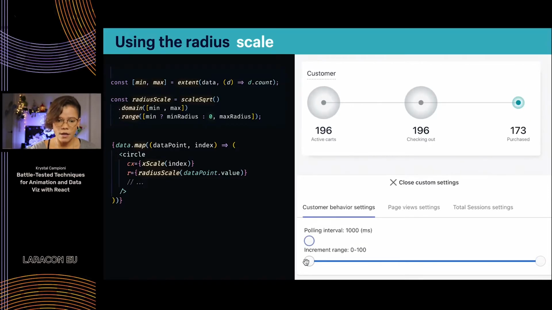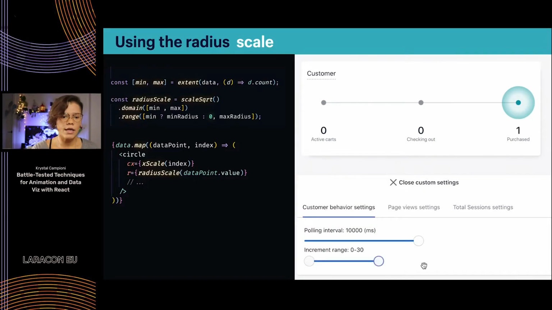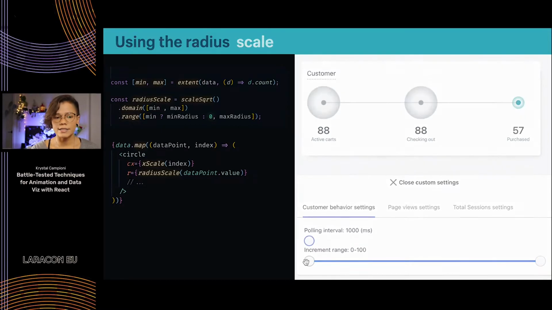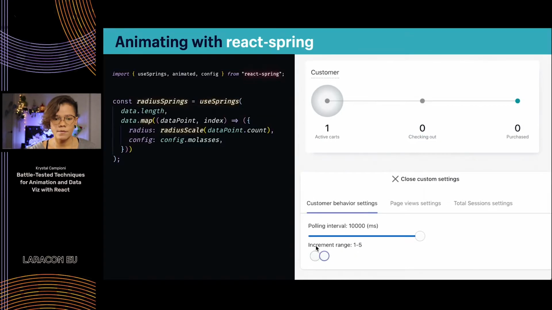This is nice, but we are not animating the changes in the radius size yet, so it looks kind of not smooth. Let's fix that by plugging in React Spring. The first thing that we do is import useSprings, animated, and config from React Spring. And then we set up the animation by using the useSprings hook. It works something like this.